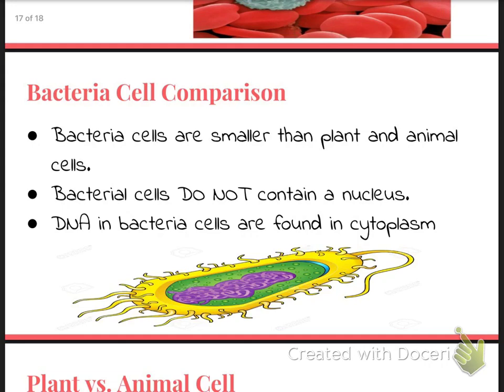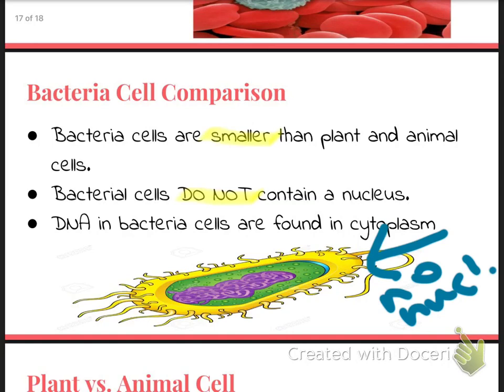So we just need to talk a little bit about bacteria cells. Bacteria cells are smaller than our plant and animal cells. They do not have a nucleus. So in this picture right here, there's not a single spot where we see a nucleus. Okay, because remember the nucleus is kind of a round structure. This bacteria cell does not have a nucleus.